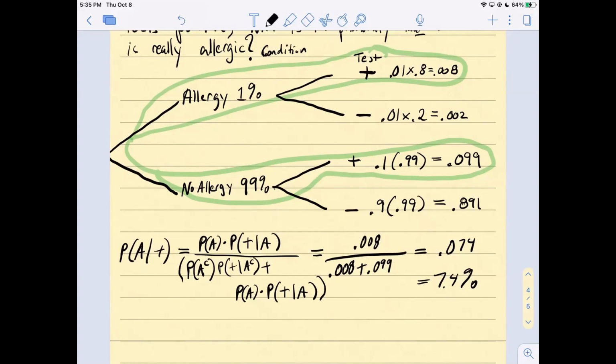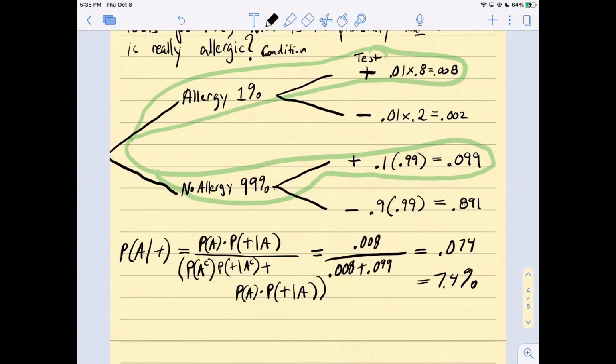So you got a positive test. You're no longer in the global population. You're in a subset of people that tested positive. So in that subset, which are the two green branches, out of those two green branches, what percentage of people actually have the allergy?